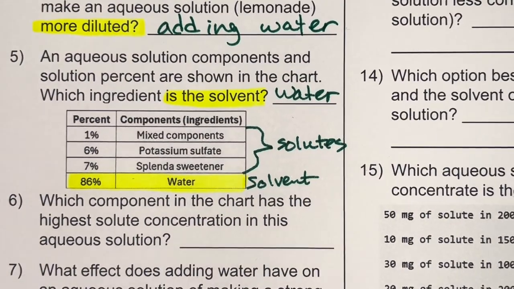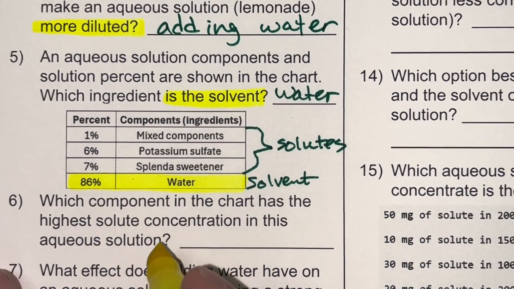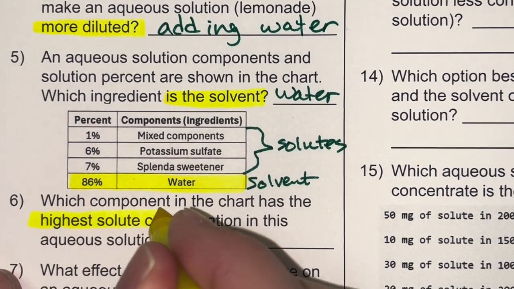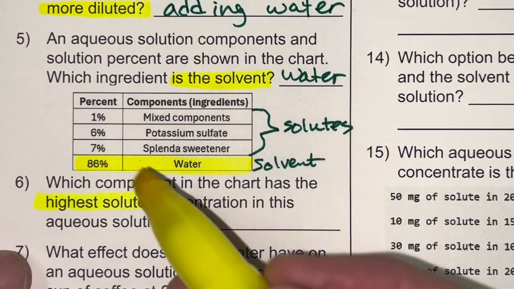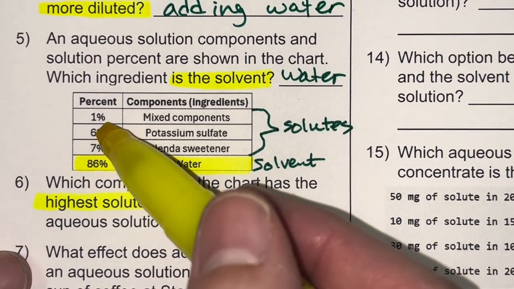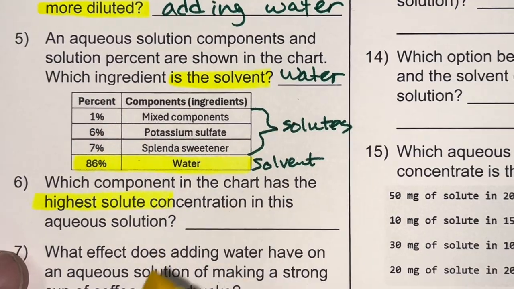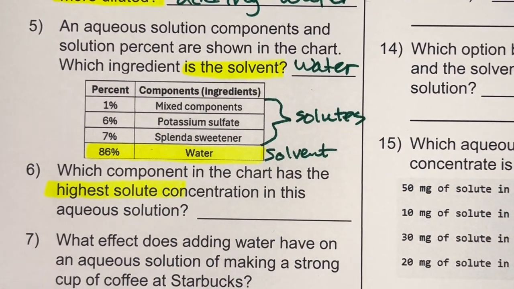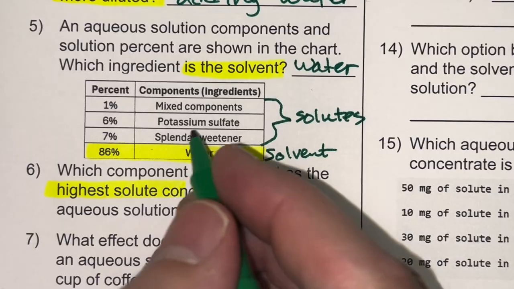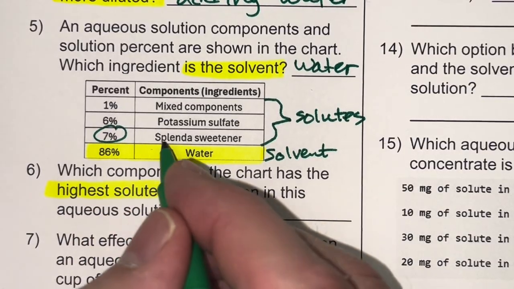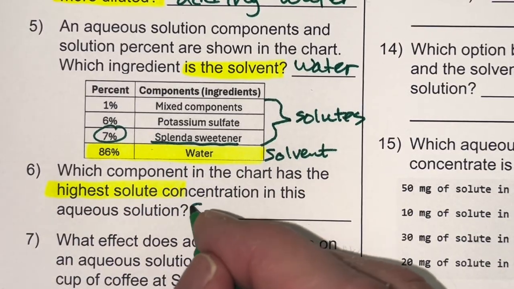Okay, so which component in the chart has the greatest concentration of solute? The highest solute here, we have 1%, 6%, 7%. So between 6 and 7, which one is the highest? That's going to be Splenda sweetener.